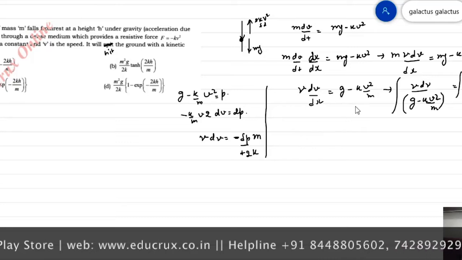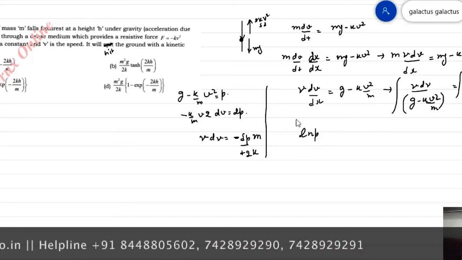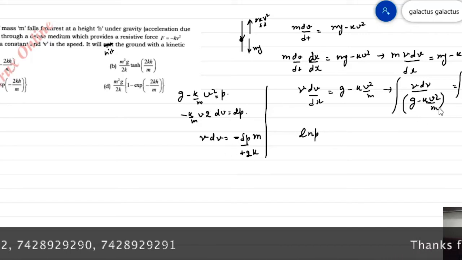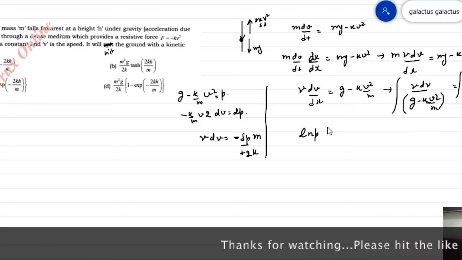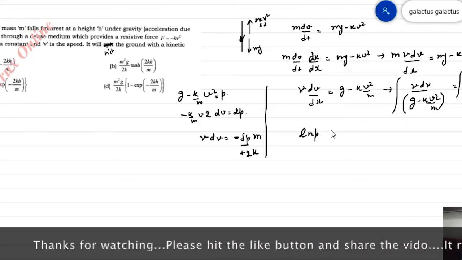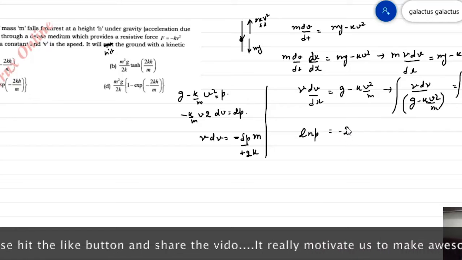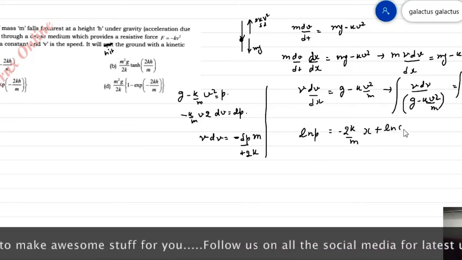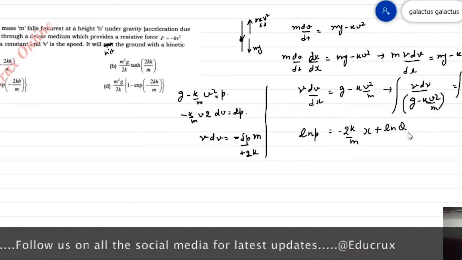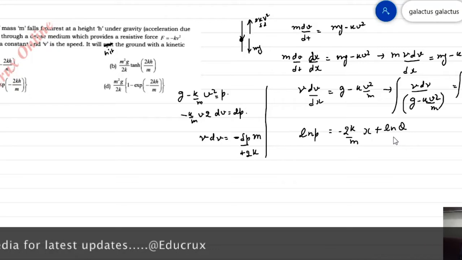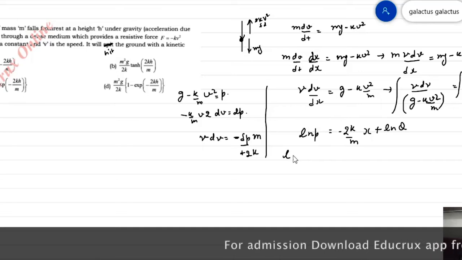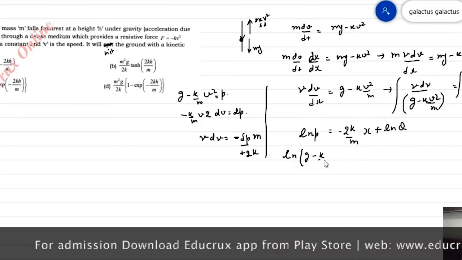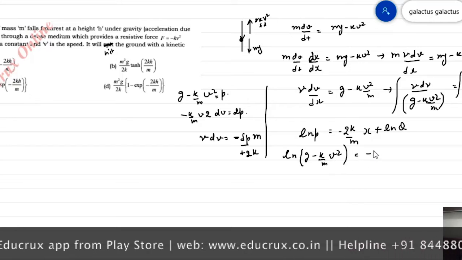Okay, so my v dv will change to this, and if I substitute the value over here, I will get ln p. If I substitute the value of v dv and g minus k by m v square equal to p, then my answer will change to ln p is equal to minus 2k by m x plus ln q. And q is some constant of integration that we have to evaluate by using the initial condition. So let us first write down the value of p, then we will use the initial condition.